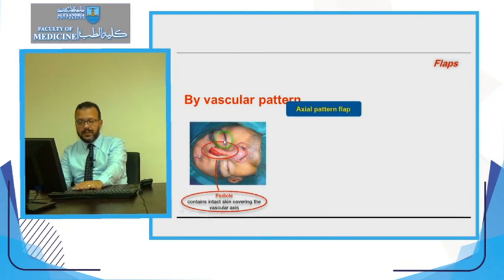For an axial pattern flap, this is the pedicle of the flap. This is what connects the donor site to the recipient site, and it contains the artery inside. Sometimes, if we want to reconstruct this defect, this is a defect in the back, and the donor site of the flap will be from here.